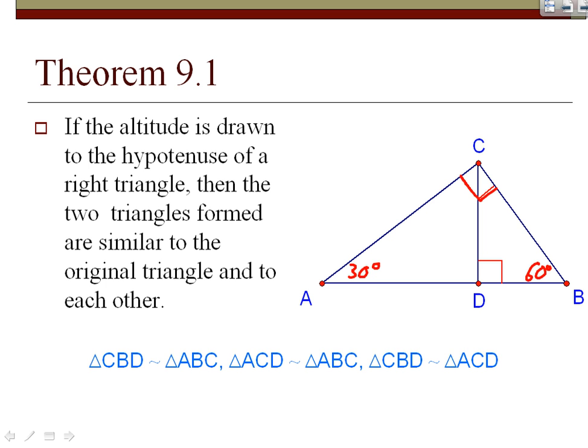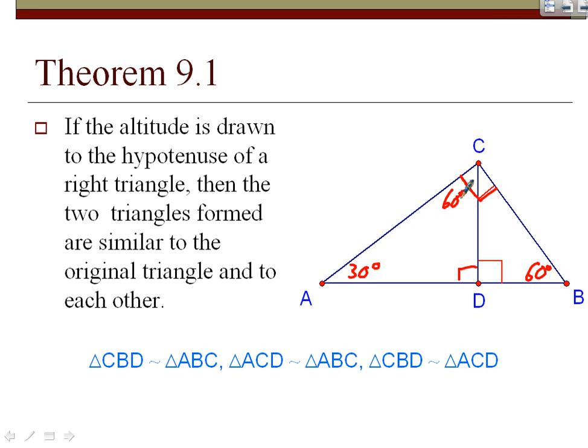Now let's look at the other two triangles we created by dropping down that altitude. Let's look at the medium one. That's a right angle, isn't it? So if that's a 90 and that's a 30, what's the measure of this angle up here? 60.